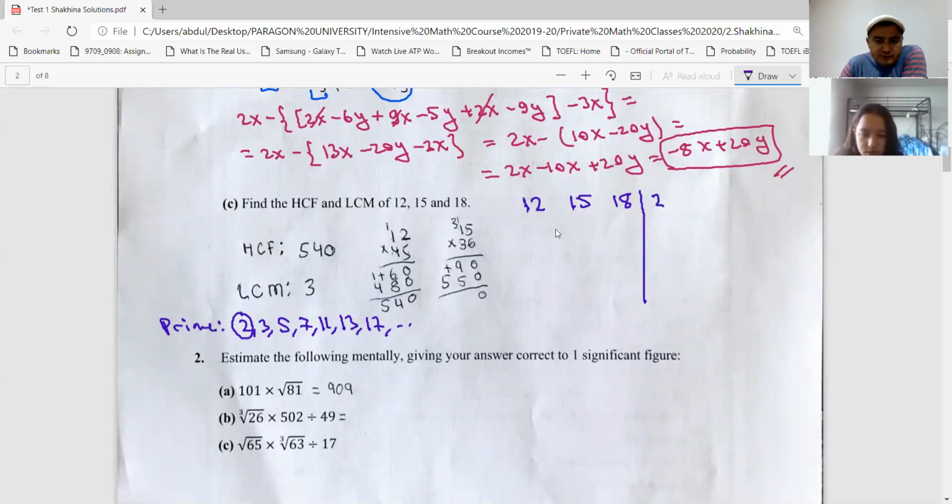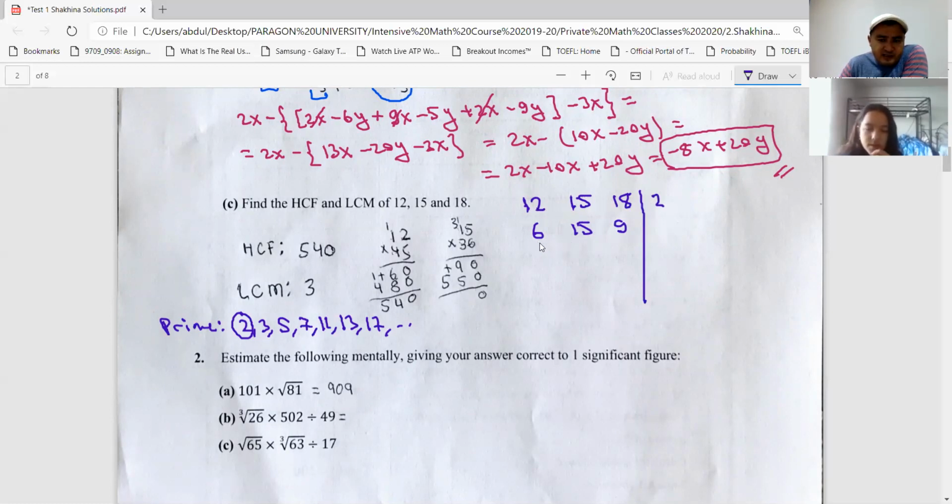12 is divisible by 2, so if you divide by 2, it is 6. 15, not divisible by 2, just write itself. 18 is divisible by 2. 18 divided by 2 is 9. Actually, all of these numbers are divisible by 2, I will put a star here. Otherwise, don't do anything, okay? And now you'll understand why it is so.